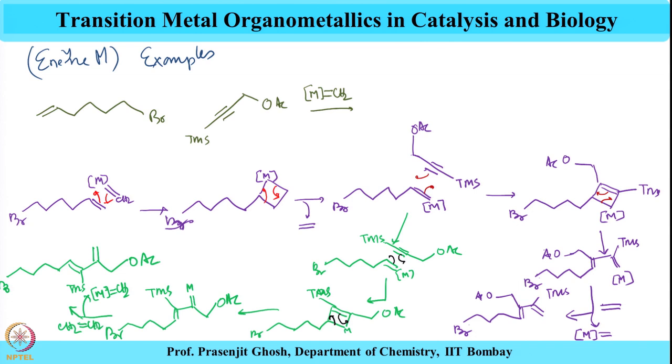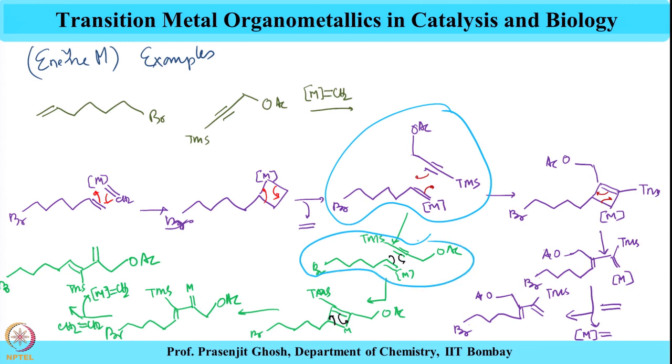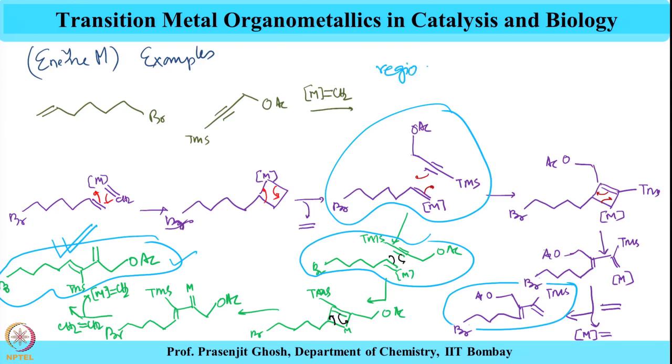So what we saw is that depending upon the orientation of the alkene and the olefin, two different kinds of products are obtained. One is this, the other is this, and of the two product orientations, what has been observed is the one which is sterically stable is the favored one, and this product is the favored product for this transformation. So, this is both regio and stereoselective synthesis.